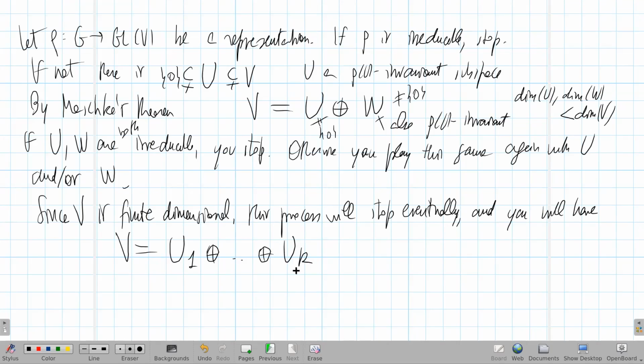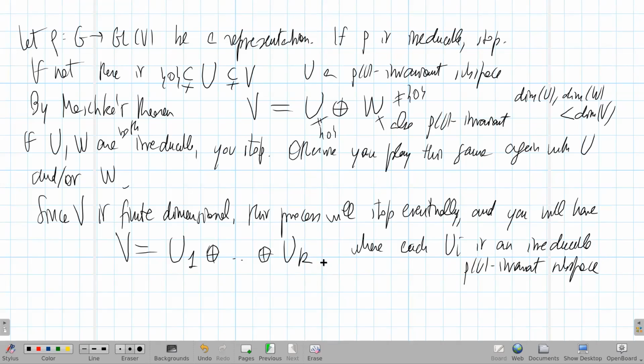I don't want to use n because n is usually reserved for the dimension of V, where each Ui is an irreducible rho(G)-invariant subspace. Okay, because you keep splitting it. The worst that can happen, if V has dimension n, is that these are all of dimension 1. I leave as an exercise that if the dimension of V is 1, but this is extremely easy, then V is irreducible.